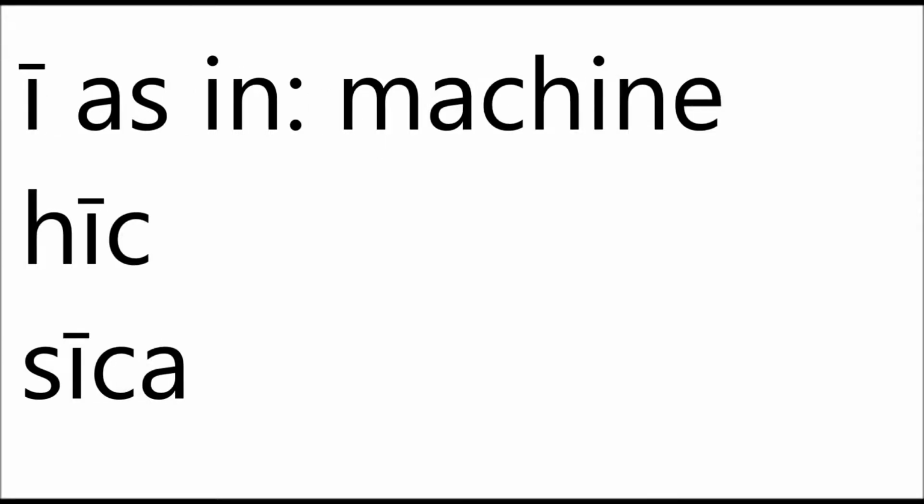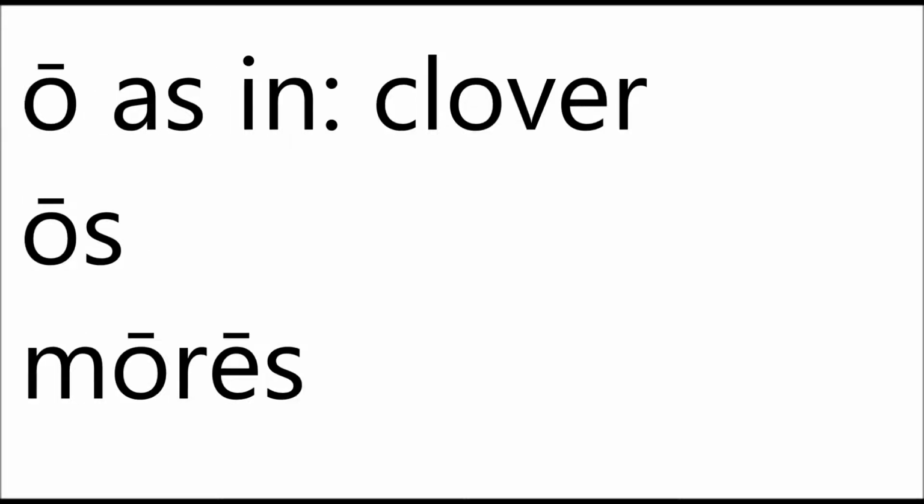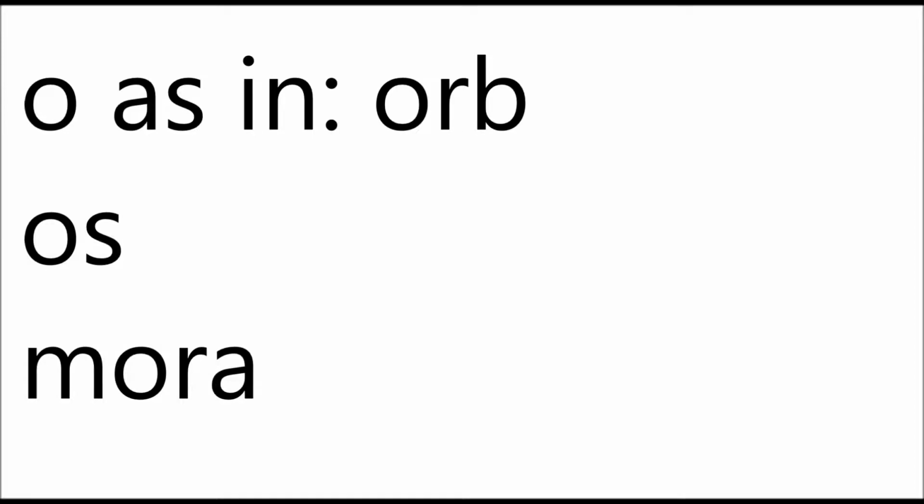The long I is the I as in machine, like in hic or sika. The short I is the I in our word pin. The long O is the O that we use in clover, like os, amores. The short O is the O we use in orb. It's a round O: os, mora.